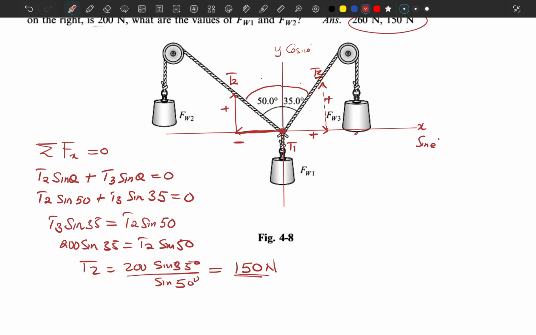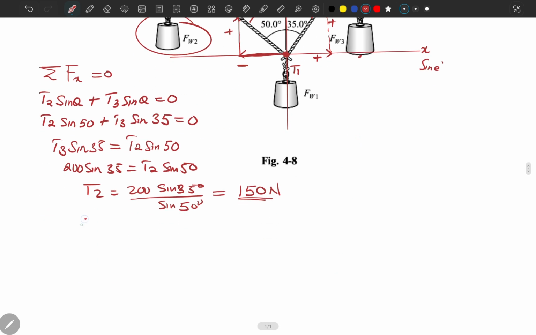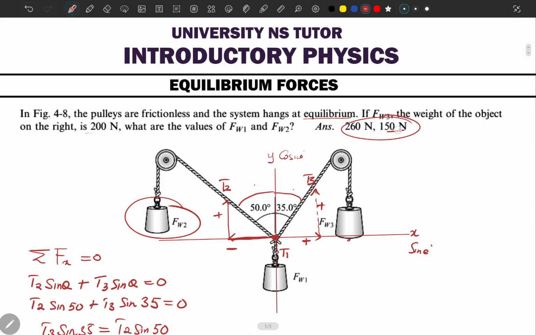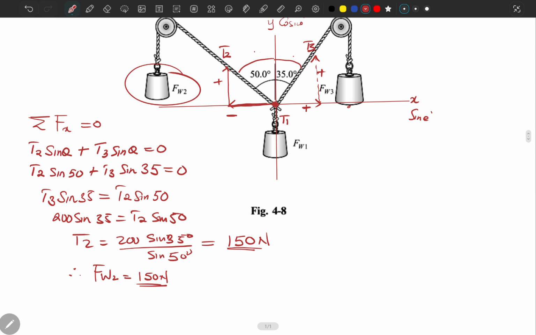Now, the tension equals the weight it is supporting. Therefore, Fw2 is also 150. Is it correct? Yes, F2 is there, 150, correct. Then we need to find T1.